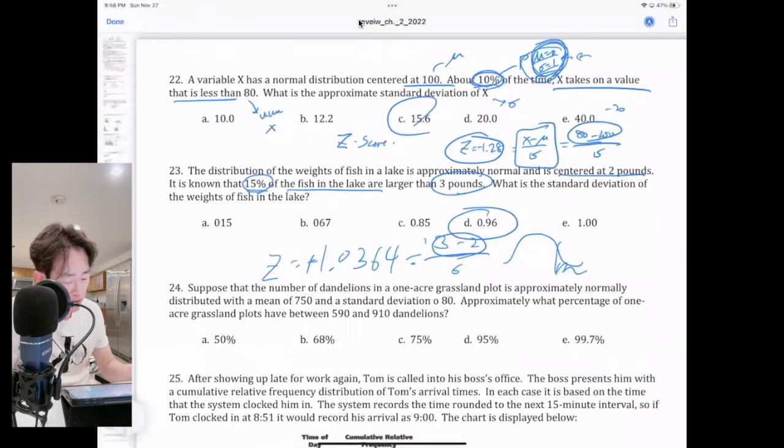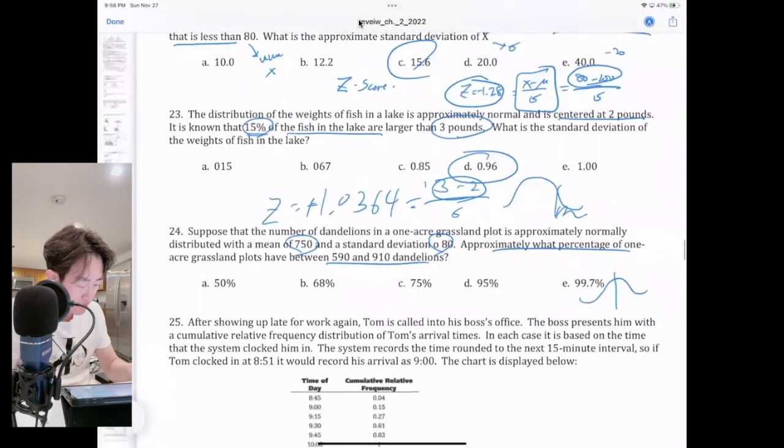Suppose that the number of dandelions in a 1-acre grassland plot is approximately normal, 750 and 80. Empirical rule, everybody. So 750, and I can just do a quick math here. 2 standard deviations means 160. So that gives me 590. And I'm pretty sure that 2 standard deviations to the right is 910. So D is the answer.